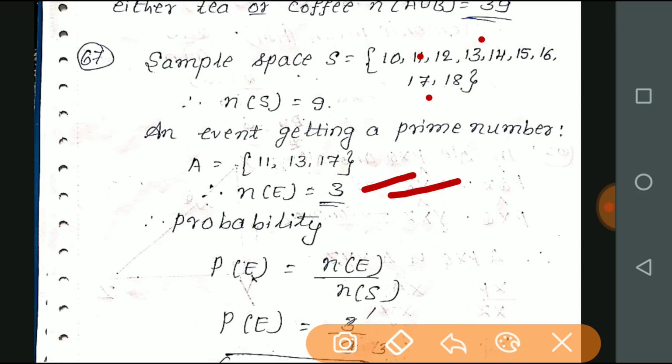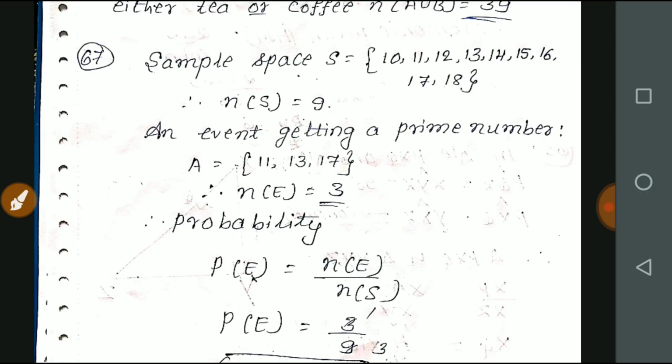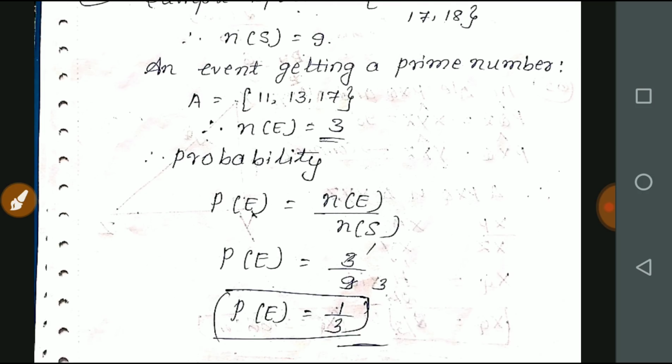Therefore, we have to find out the probability. The probability formula is P of E is equal to n of E by n of S. Therefore, 3 by 9, and it implies 1 by 3. So, this is the required solution.